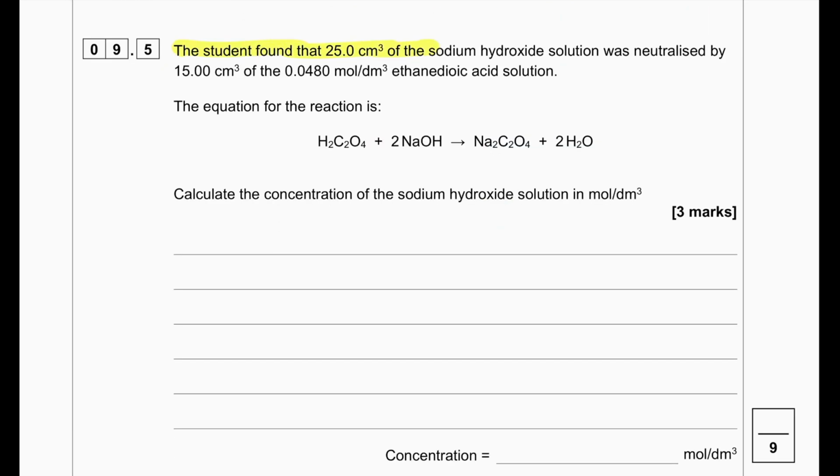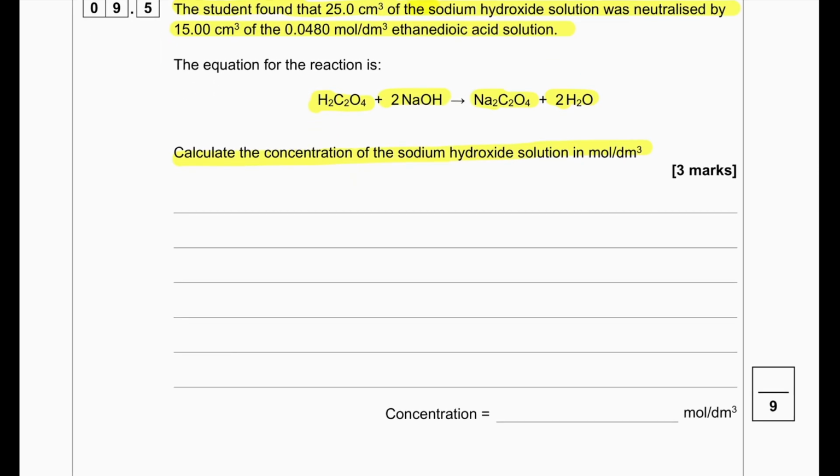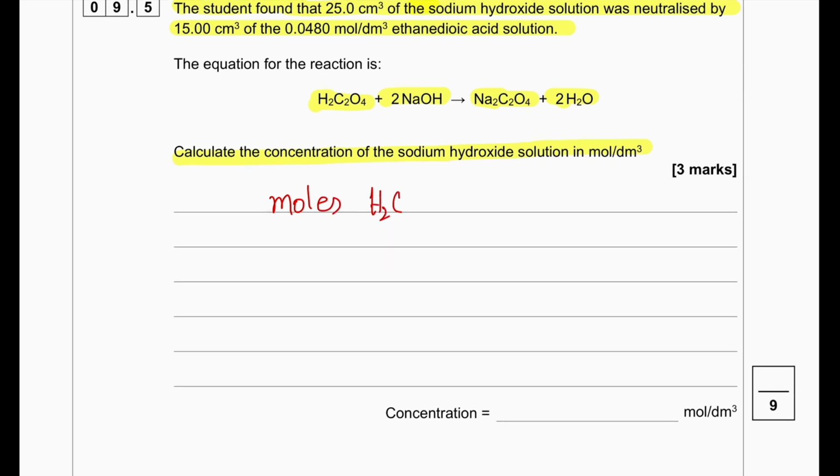The student found that 25 cm cube sodium hydroxide solution was neutralized by 15 cm cube of the 0.048 mole per dm cube ethane dioic acid solution. Calculate the concentration of sodium hydroxide solution in mole per dm cube. In order to do this calculation, first of all we will need the moles of H2C2O4. The volume that we have used in this process is 15 and the concentration is 0.048. So we're going to divide the 15 by 1000 to convert it into dm cube, and multiply it with 0.048 mole per dm cube.